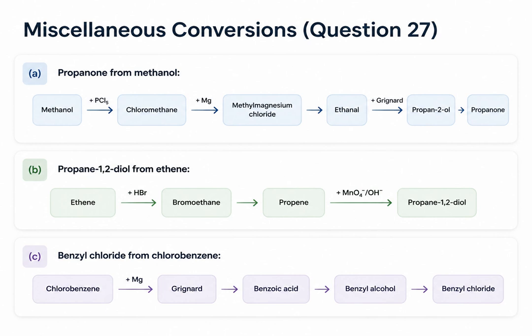To convert chlorobenzene to benzyl chloride, we form a Grignard reagent, react it with carbon dioxide to get benzoic acid, reduce it to benzyl alcohol, and substitute the hydroxyl with chlorine using PCl5.